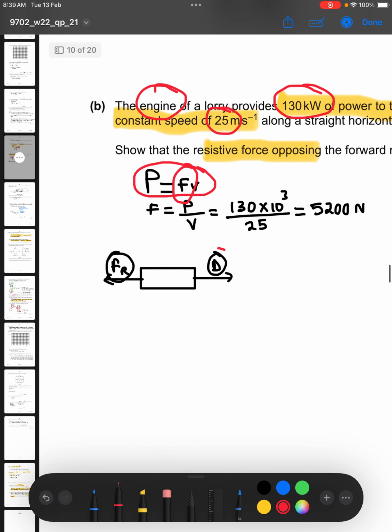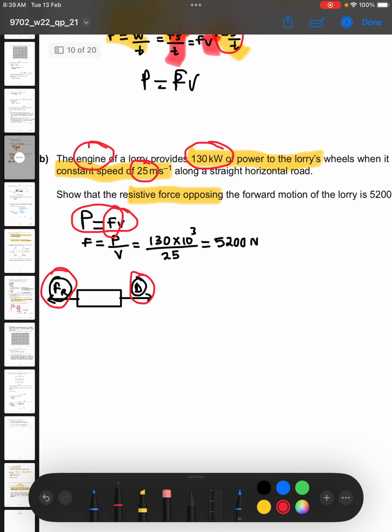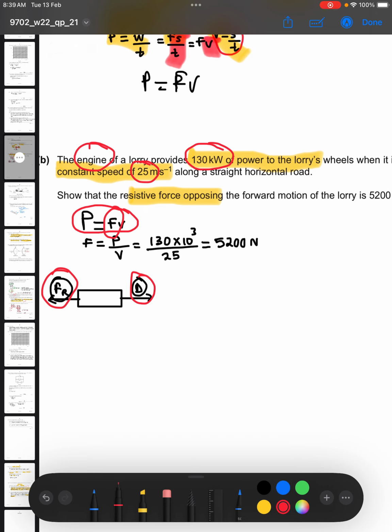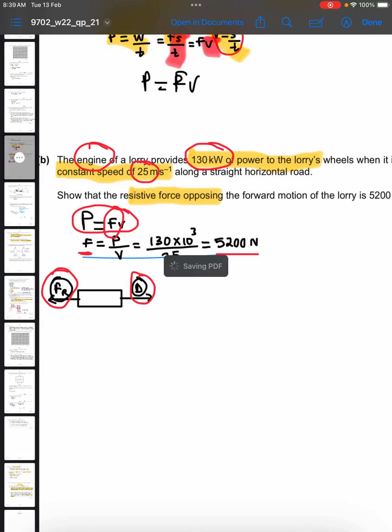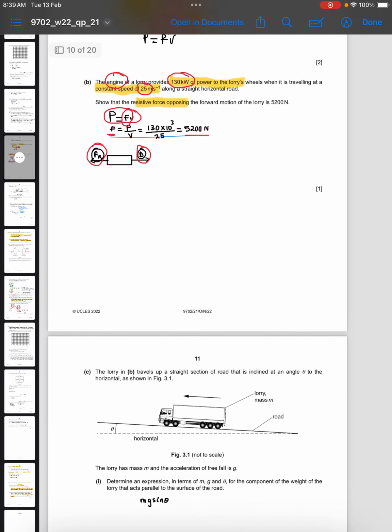Why are we finding it? Because we have said that the drive force of the engine equals the resistive force on the lorry. So by finding the drive force of the engine, we make F the subject of the formula, power over V, which is 130 times 10 to the power of 3, because it was kilowatts, divided by 25. That will give us 5,200 newtons. That is the resistive force opposing the forward motion of the lorry, because it is also the drive force, and they are equal because of constant speed, meaning that there is no acceleration and the resultant force is 0.